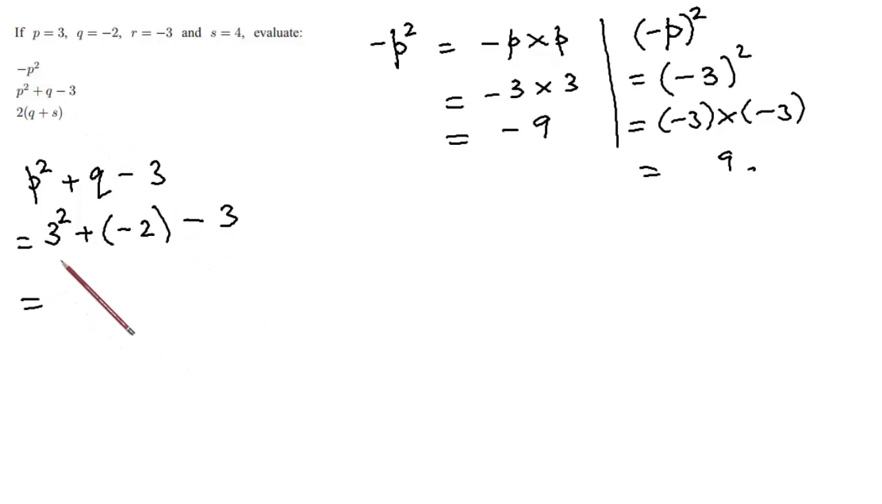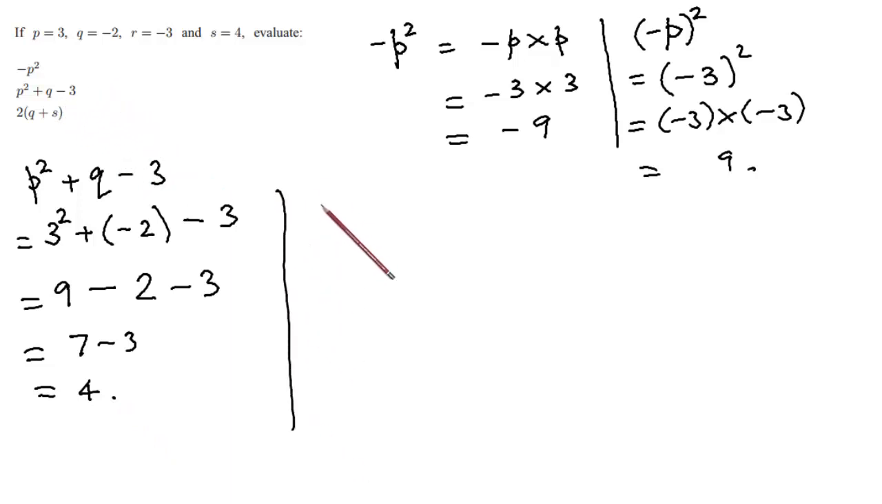So what is 3 squared? 3 3s is 9. Plus and minus is minus. So instead of writing two signs together, we write the combination of the signs. Minus 2, and then we have a minus 3. So 9 minus 2 is 7. 7 minus 3 is 4. So the answer to the second expression is 4.